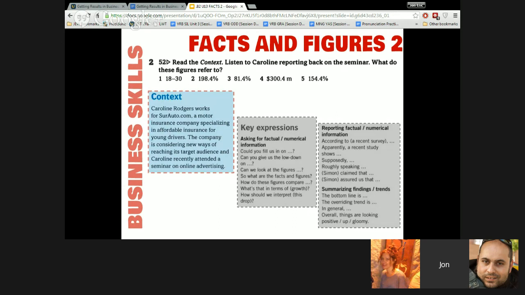198.4%. I want to hear you say that. 198.4% refers to. Say the number. I just want to hear you say that number. Okay, 98.4%. You're missing a digit. There are 3 digits before the decimal point.